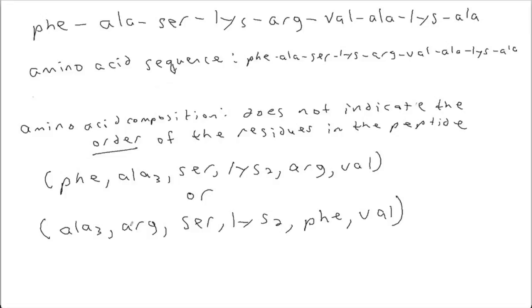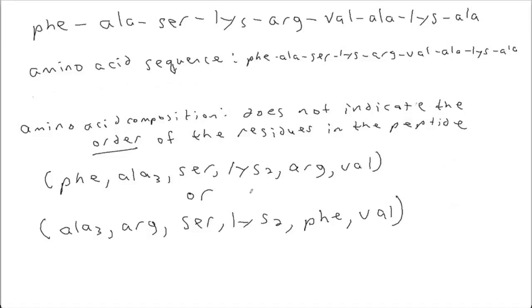Correct. Because notice, if you're writing the composition, these can be written in any order because they're not telling you the correct order anyway. So do these two have the same composition or different compositions? They're the same. They're made up of the same things, but just in a different order. Now, the point here is the order is just meaningless. So these are both two different ways of showing the same composition.